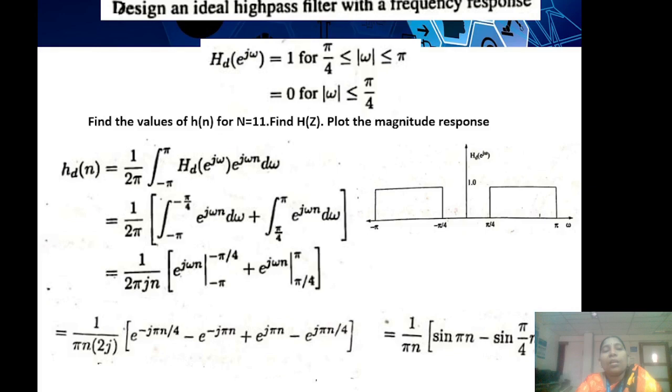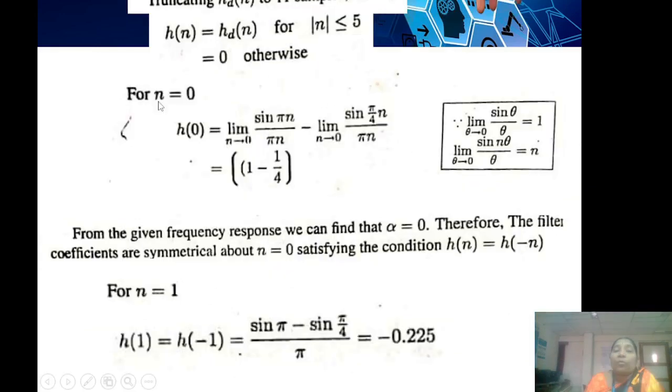After that, you need to substitute the values of n from 0 to 5, since capital N is 11. That means you have to truncate the Hd of n to 11 samples. So h of n equals Hd of n for modulus of n less than or equal to 5, and 0 otherwise. First you have to substitute n equal to 0. If you substitute n equal to 0, you will get the value as 0 by 0.